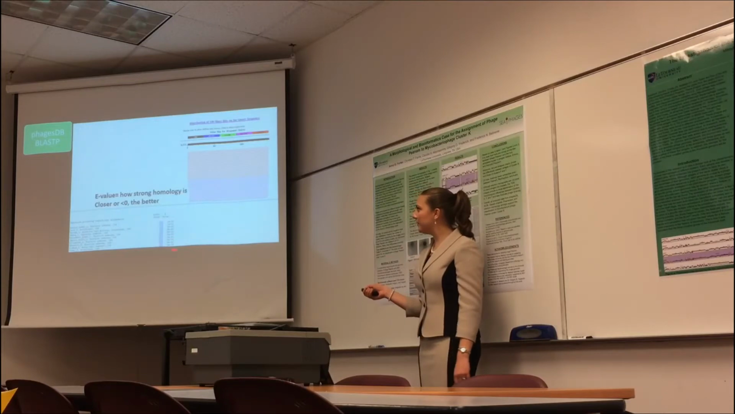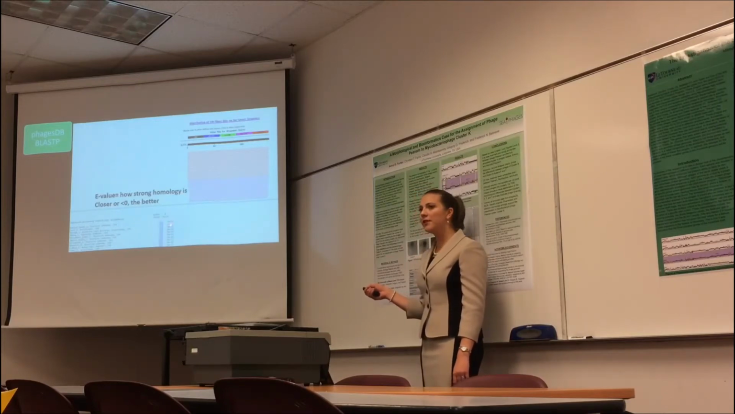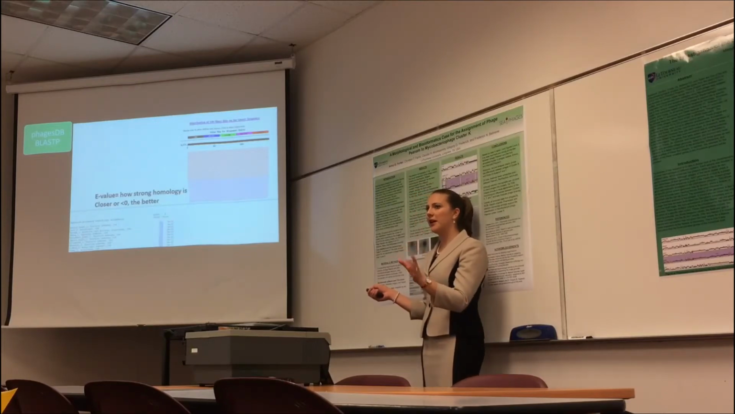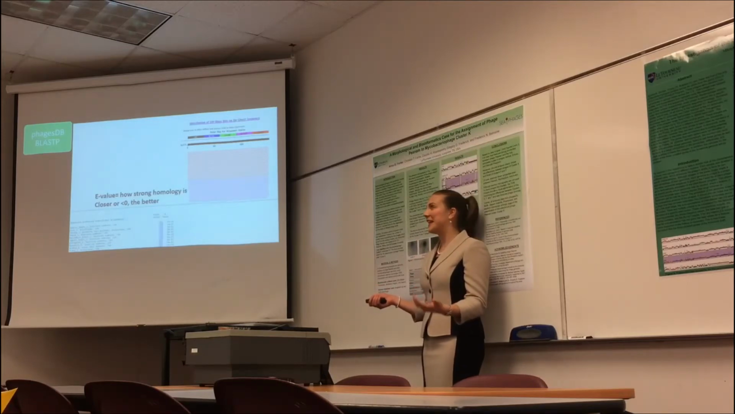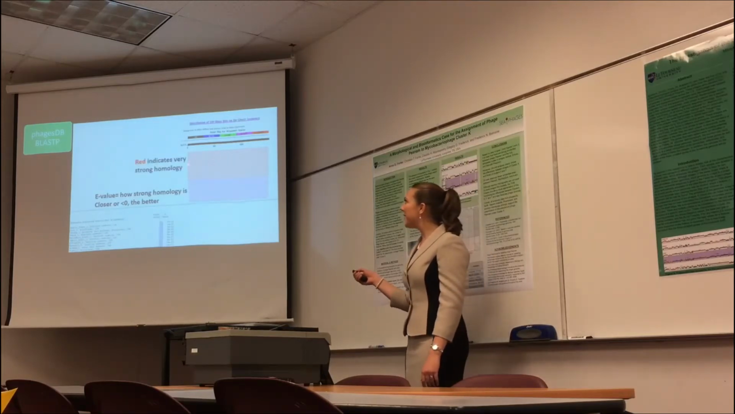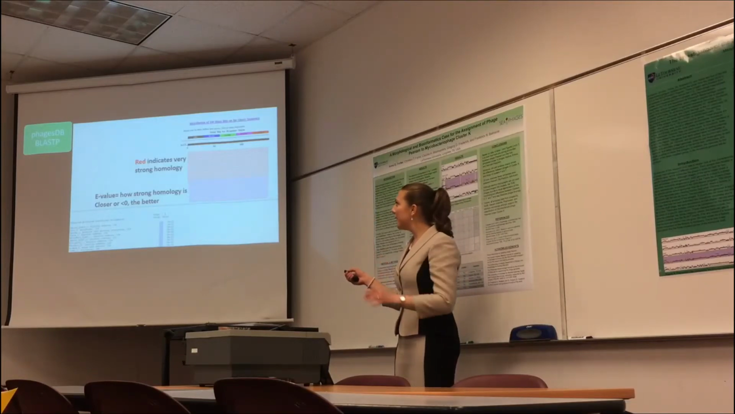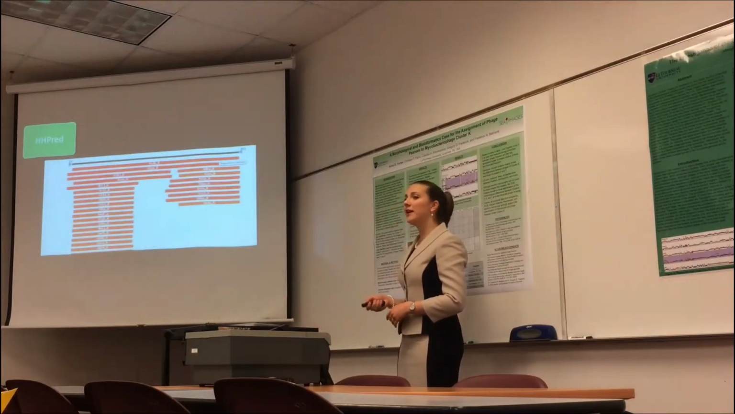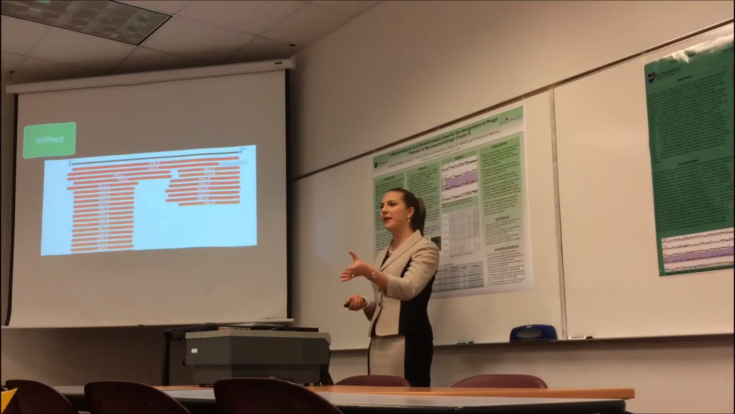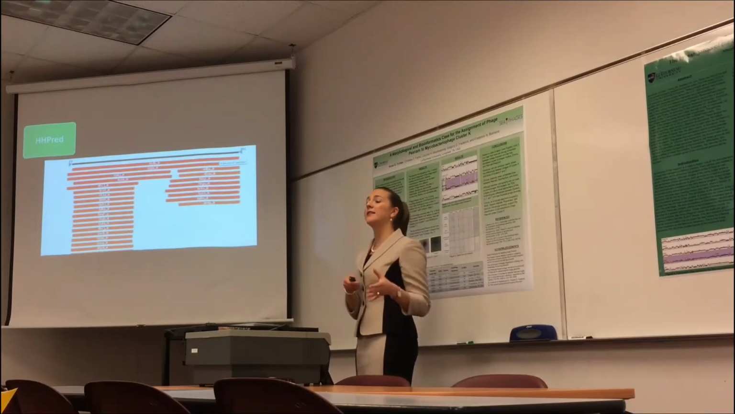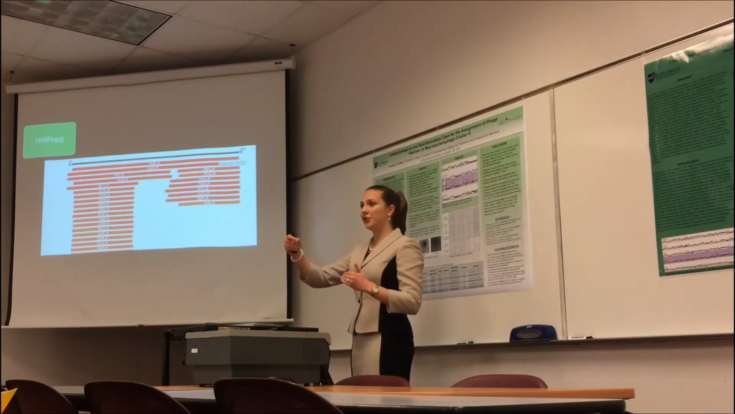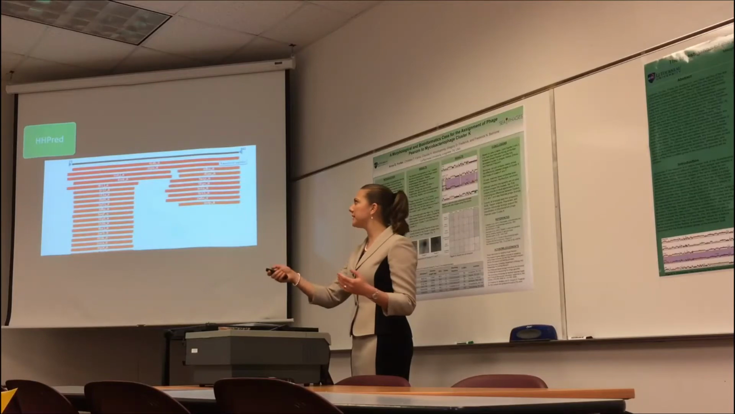These values are the E values, and the lower the number, the stronger the homology. Homology is just a fancy biological word for being the same. And the red area here indicates that there's very strong homology. HHPred is another tool that does the same thing, but it compares the amino acid sequence to a larger range of organisms.